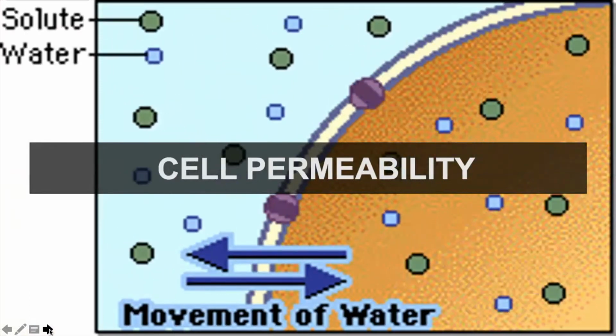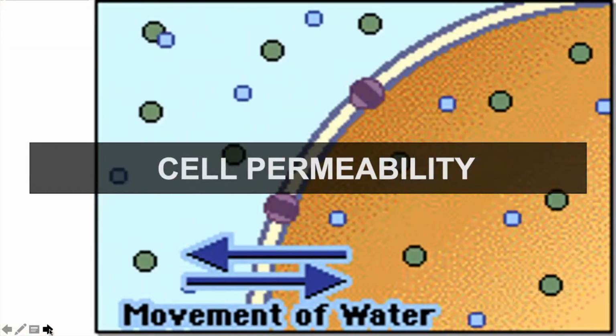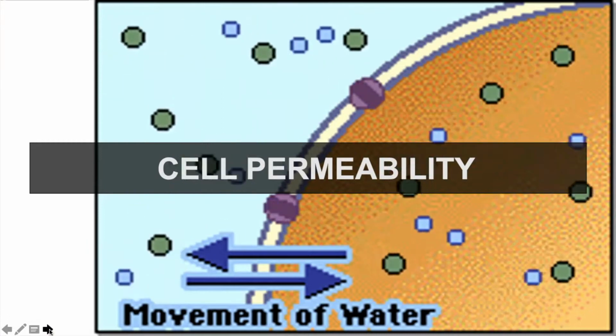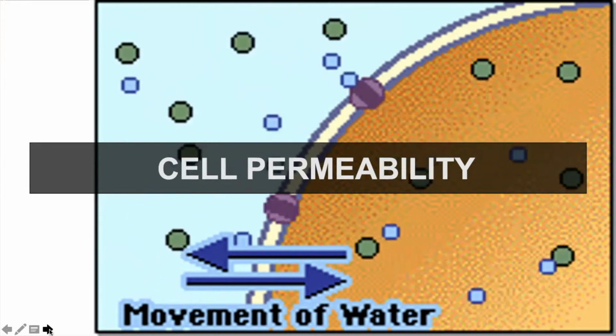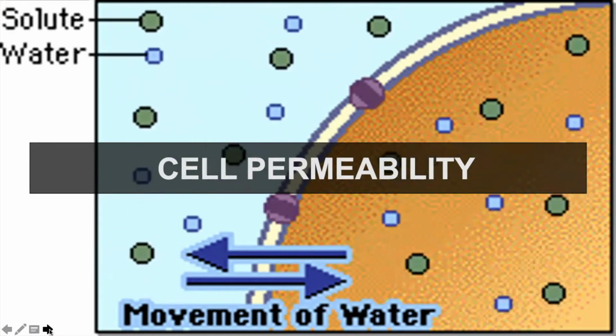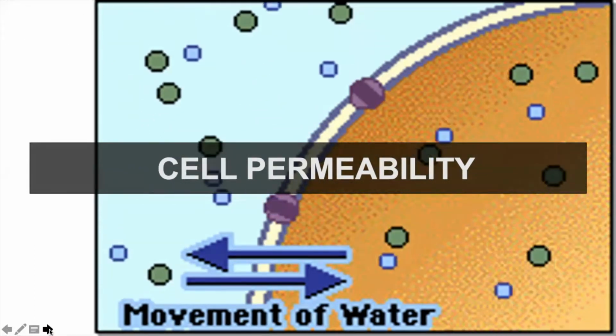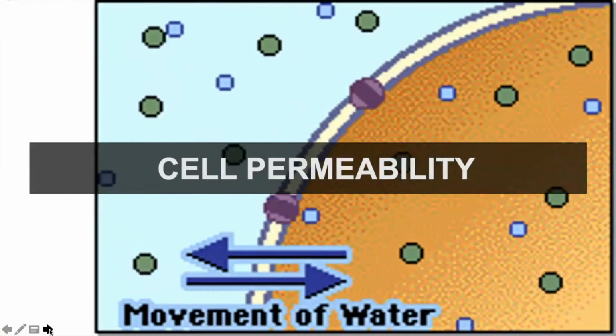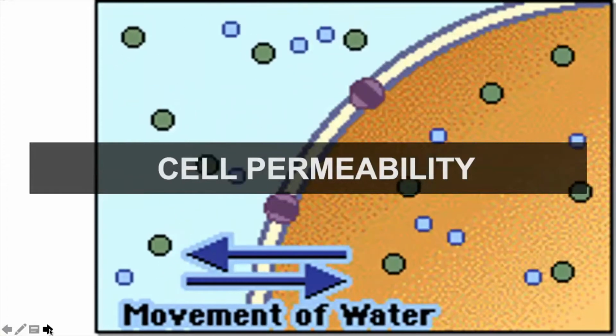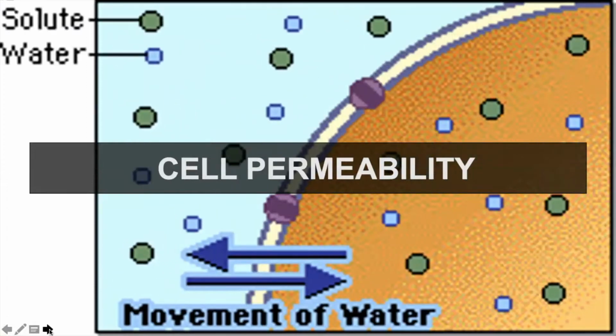So before we start, we'll first define what permeability or permeable means. The term permeable means that the structure or a cell permits the passage of substances through it, while the opposite of permeability, which is impermeable, means that the structure does not permit the passage of substances through it.